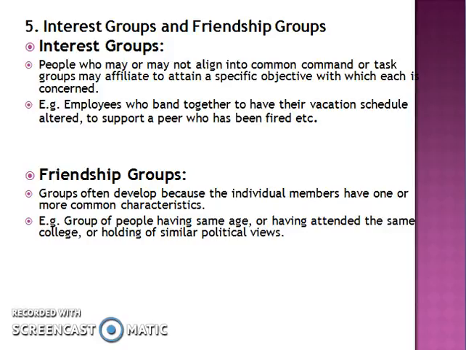Friendship groups often develop because the individual members have one or more common characteristics. Example: a group of people having the same age, or having attended the same college, or holding similar political views.